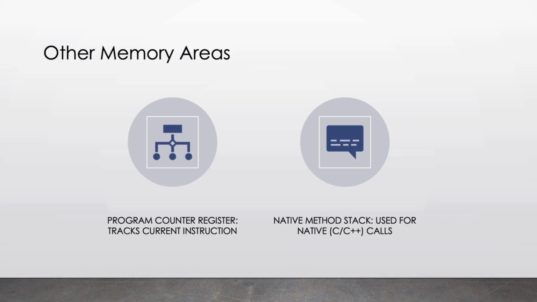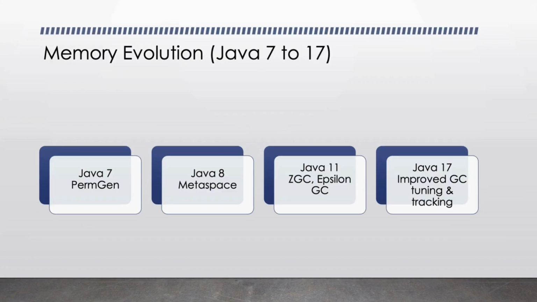So now let's talk about how memory changed over the new Java versions. As we have discussed, in Java 7 or before, we had permgen, which was limited and rigid, and now in Java 8, the major change came as metaspace, which replaced permgen and is more dynamic and reliable.